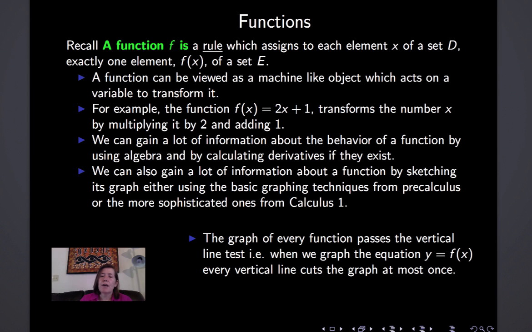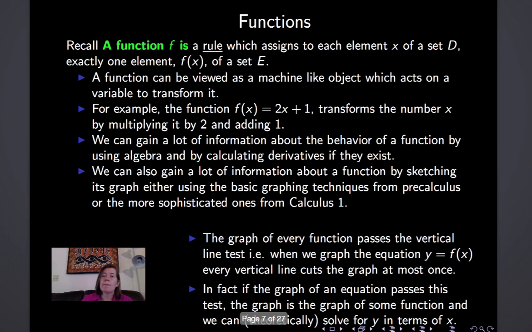The graph of every function passes something called the vertical line test. When we graph the equation y equals f of x, every vertical line cuts the graph at most once. That's because to every x, there's associated exactly one value of y on the graph. In fact, if we have an equation and the graph passes this vertical line test, then theoretically we can solve for y in terms of x, and it is the graph of a function.